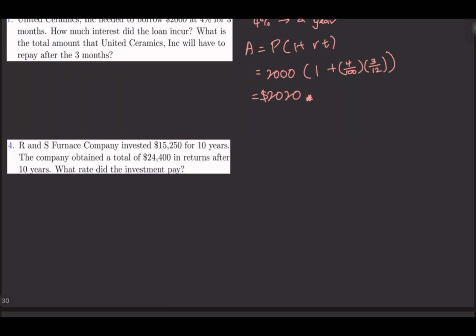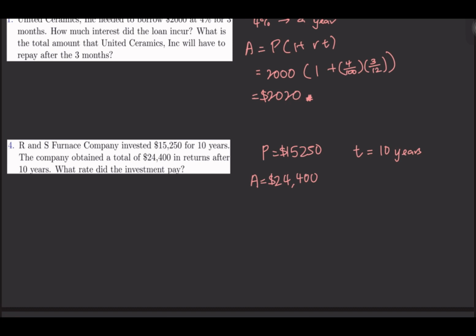Moving on. The R&S Furnace Company invested $15,250 for 10 years. The company obtained a total of $24,400 in returns after 10 years. What rate did the investment pay? Now, the principal was definitely $15,250. Time was 10 years. Then they obtained a total of $24,400 in returns. That means the accumulated, or future, value of their investment was 24,400.